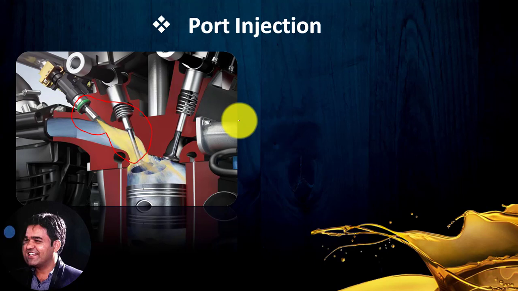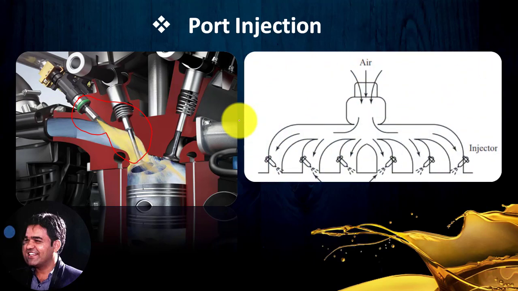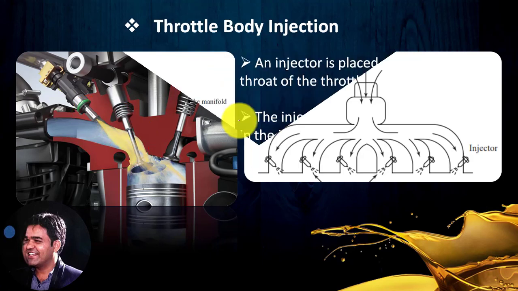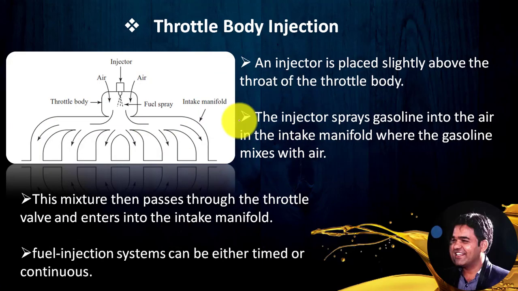If we discuss multi-cylinder engines, then we can observe in this line diagram that every cylinder has its own injector. So every cylinder is provided with an injector in its manifold. For example, if there is a 6-cylinder engine in this figure, then there will be 6 injectors. So the next one is throttle body injection.